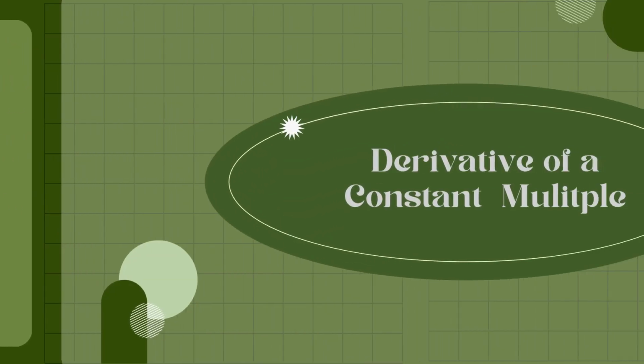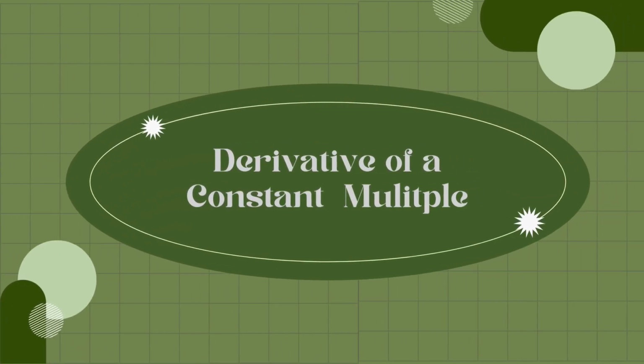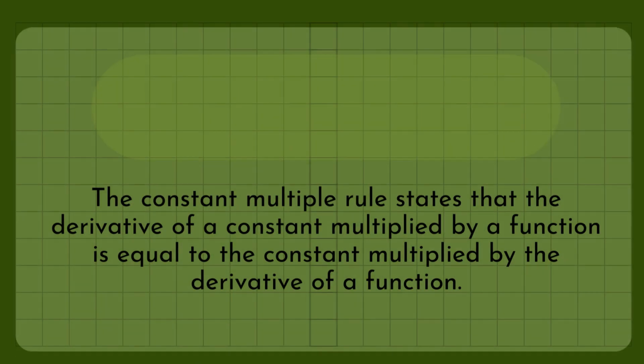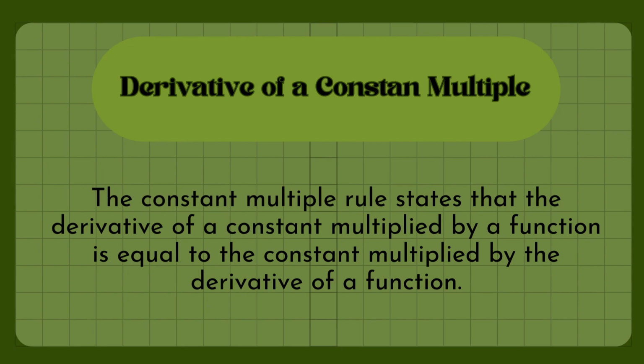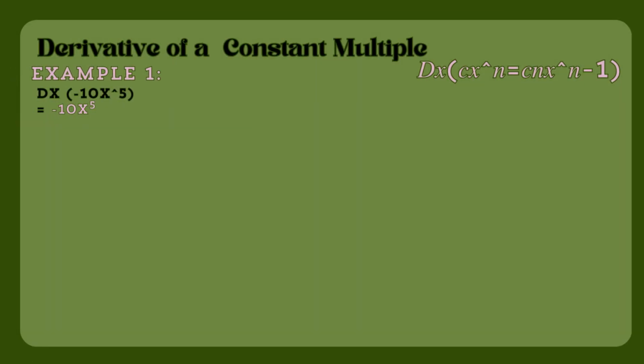Now, let's proceed with the derivative of a constant multiple. The constant multiple rule states that the derivative of a constant multiplied by a function is equal to the constant multiplied by the derivative of the function. To help you understand it better, let me show you this example. For the first example, negative 10x raised to 5. The first thing that we need to do is to identify the constant and the function of the given expression, negative 10x raised to 5. The constant is negative 10 and the function is x raised to 5.